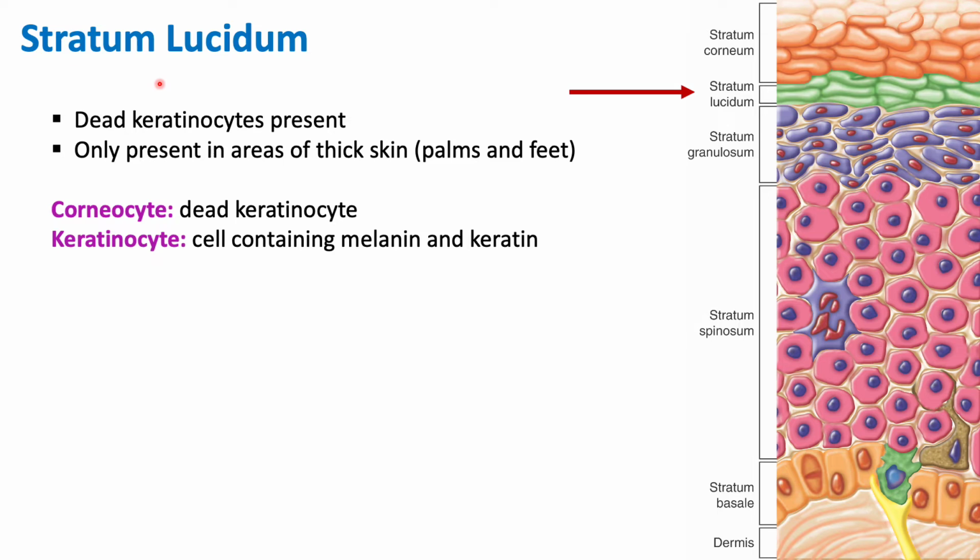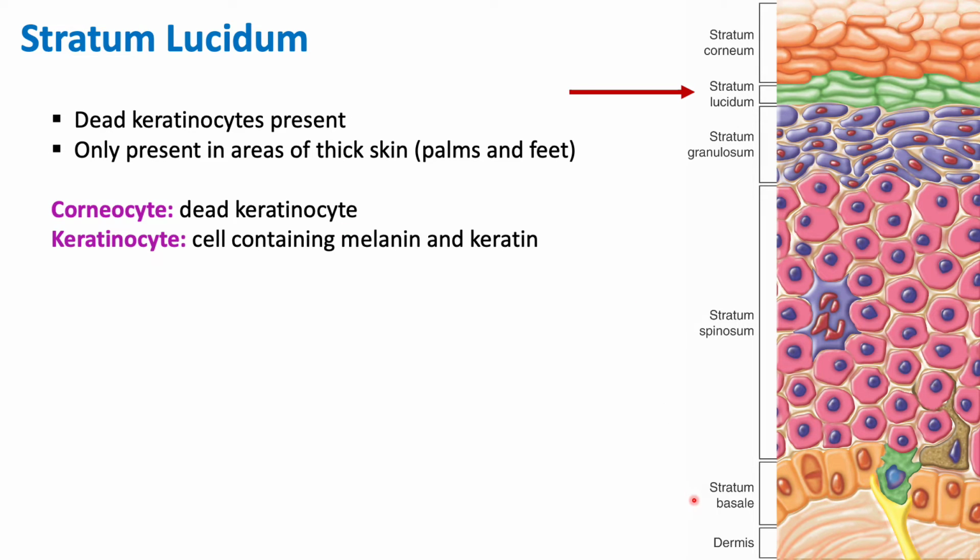Now, if we move forward to the stratum lucidum, which is the second layer of our epidermis right below the stratum corneum, we can note that the stratum lucidum contains dead keratinocytes. Now, you may ask, isn't a dead keratinocyte essentially a corneocyte? Well, the answer is no.